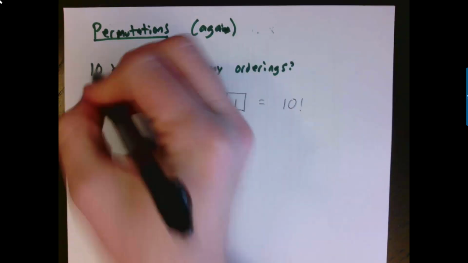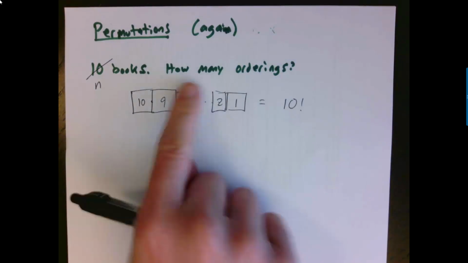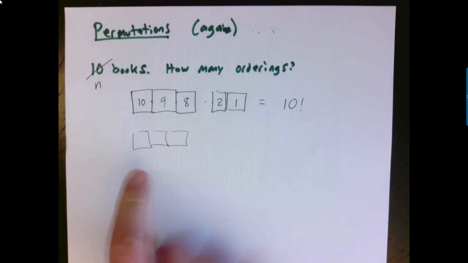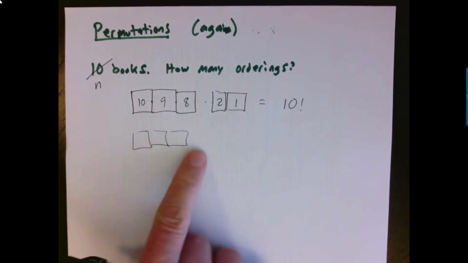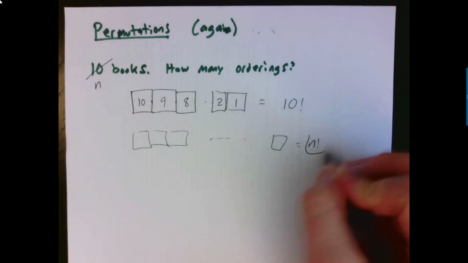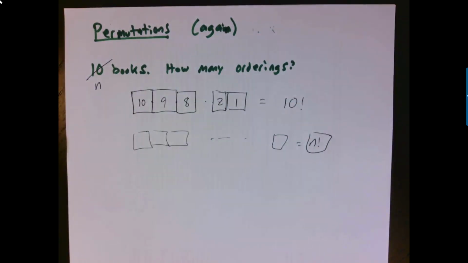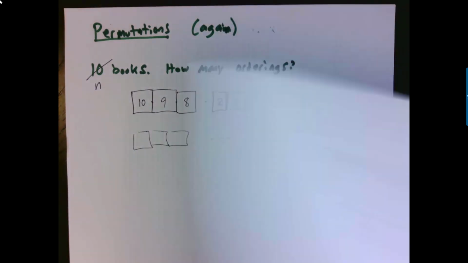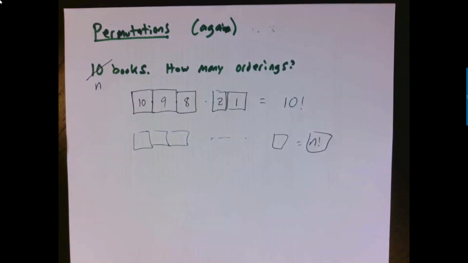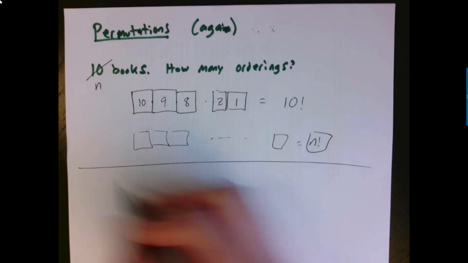You can see that in general, if I had n books, and I wanted to put all n books in order, I'm making n choices. What's the first book? What's the second book? What's the third book? All the way down to what's the nth book. And it's going to work out to be n factorial. Okay, well that's not exactly the same as my permutation equation from before, right? Because before I wasn't putting all n books in order, I was choosing r books to put in order. But you see it's going to come out just the same.